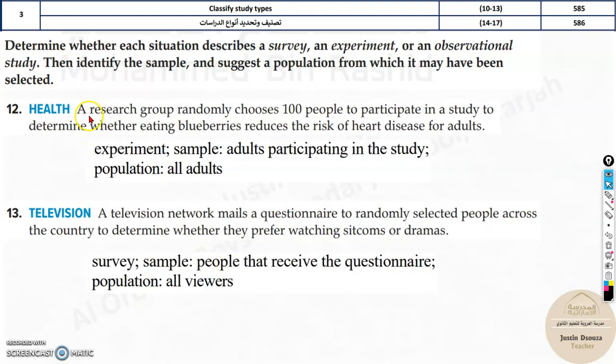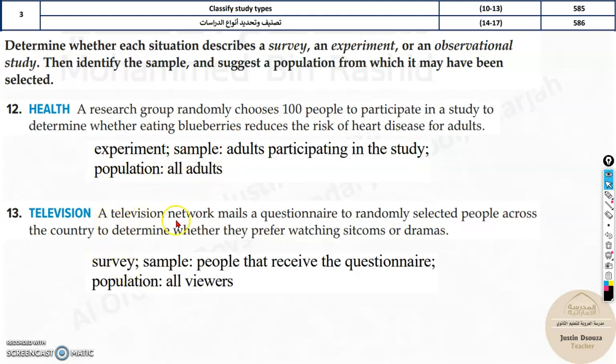Here we have a research group that randomly chooses 100 people to participate in a study to determine whether eating blueberries reduces the risk of heart disease. Now look over here. Eating is something that you're doing, right? It is not just looking at them. Some people are eating blueberries, some are not. This is an experiment.